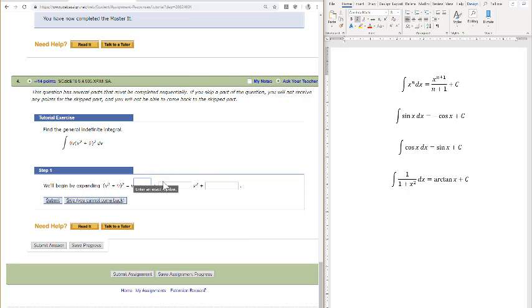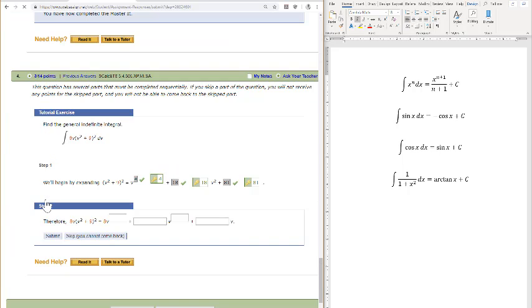This is going to be v squared squared, so that's v to the fourth. And then we have 9 times v squared, and then we're going to double that, so that's 18v squared. And then we have 9 squared, which is 81. And that's foiling out your expression here.